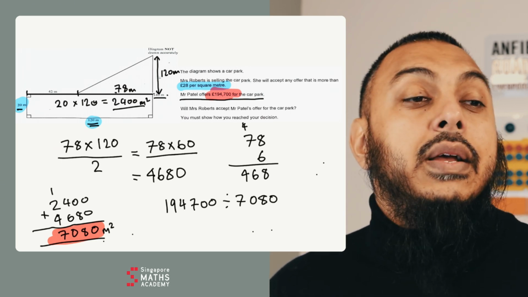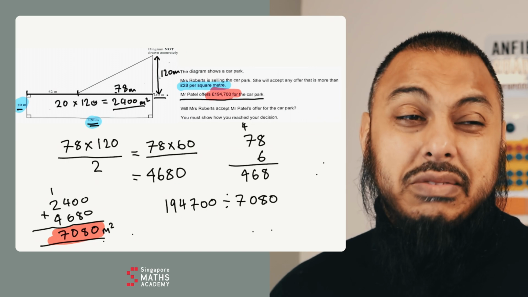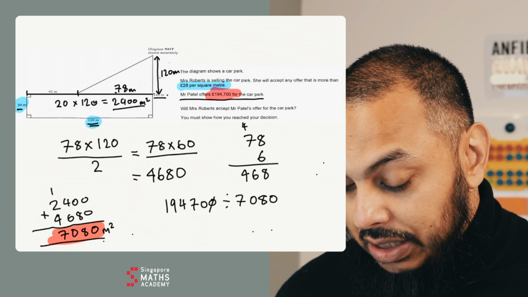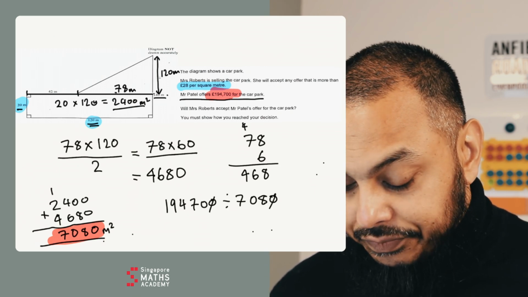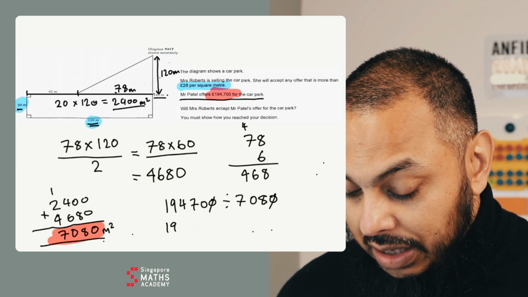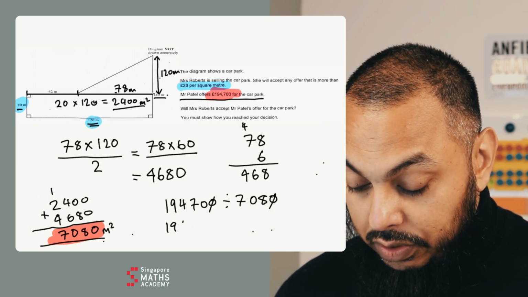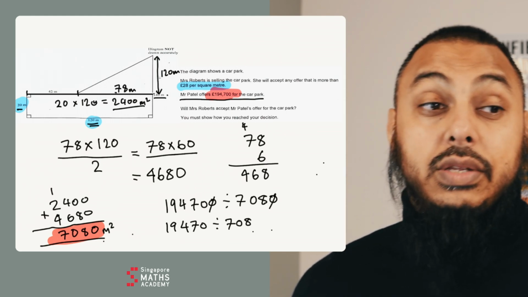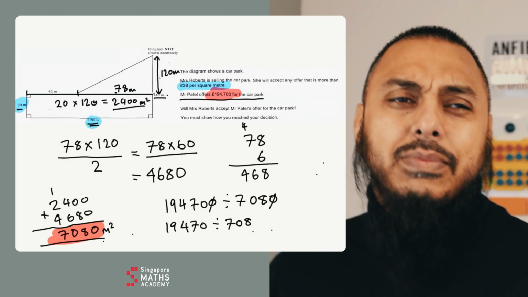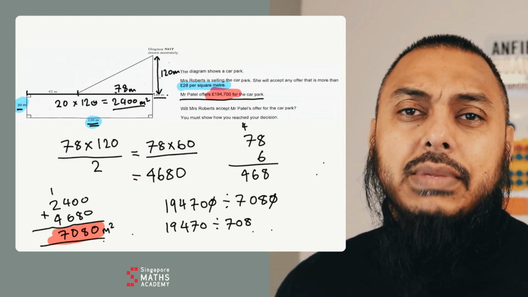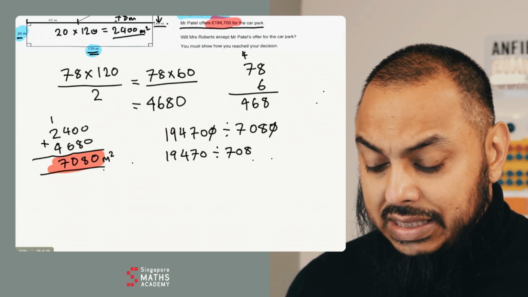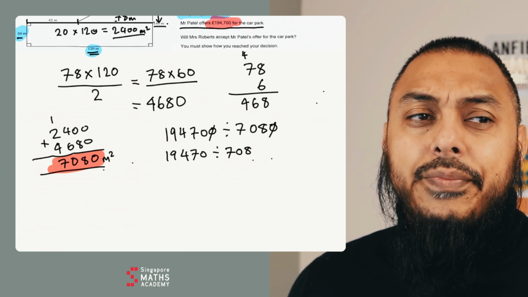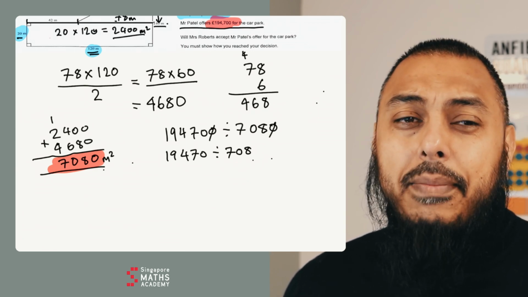7,080, here we are, is our task. It looks quite a challenge, okay? But what can I do? I can cancel these two because I can divide both of them by 10. And so I can rewrite this as 19,470 divided by 708. Another way I could do this, right? Now, that still seems a bit of a challenge, right? It still seems like it's a big jump from 19,470 to divide that by 708. So we need to kind of work out a strategy that might help us.